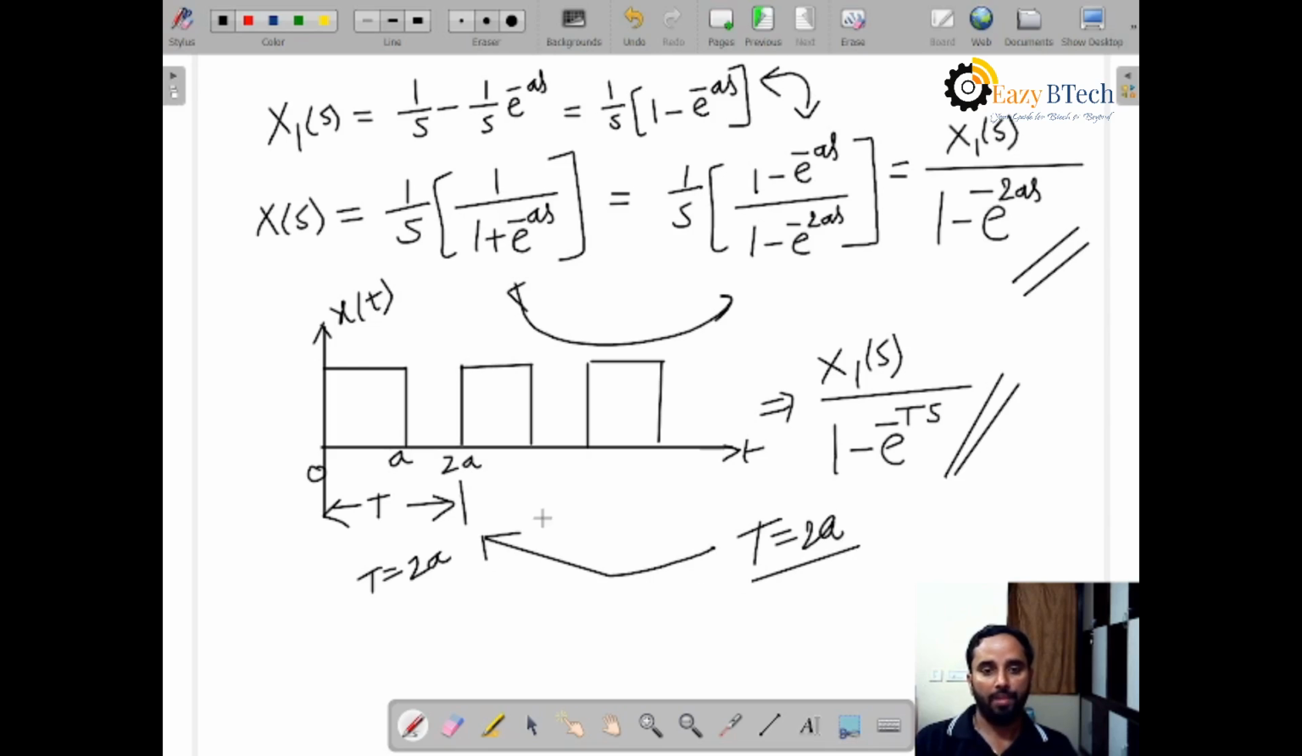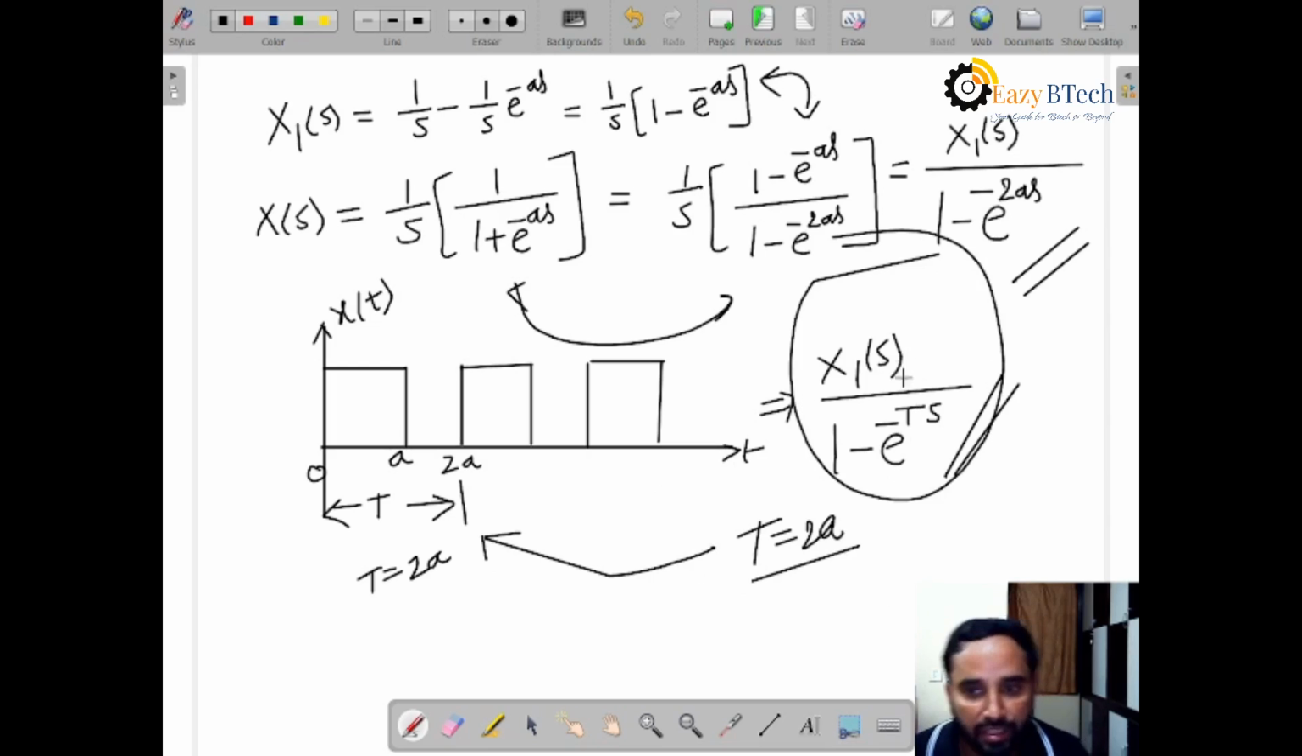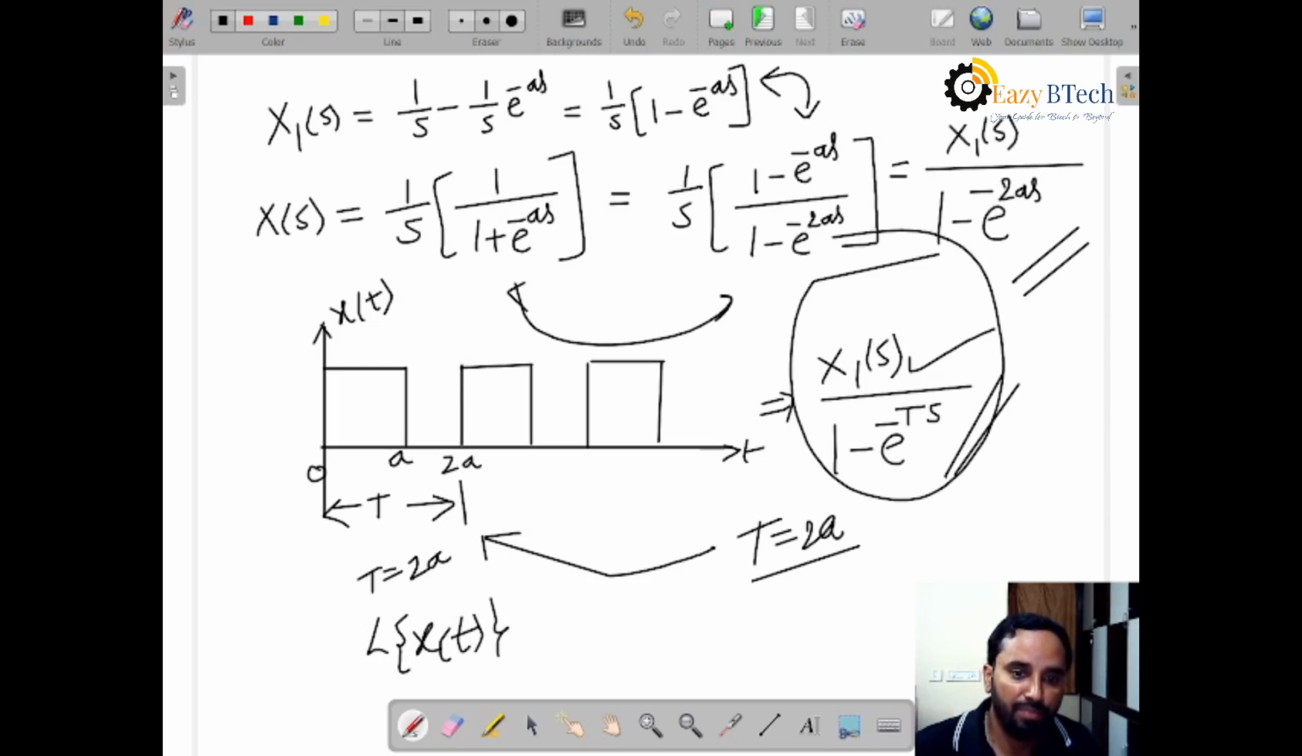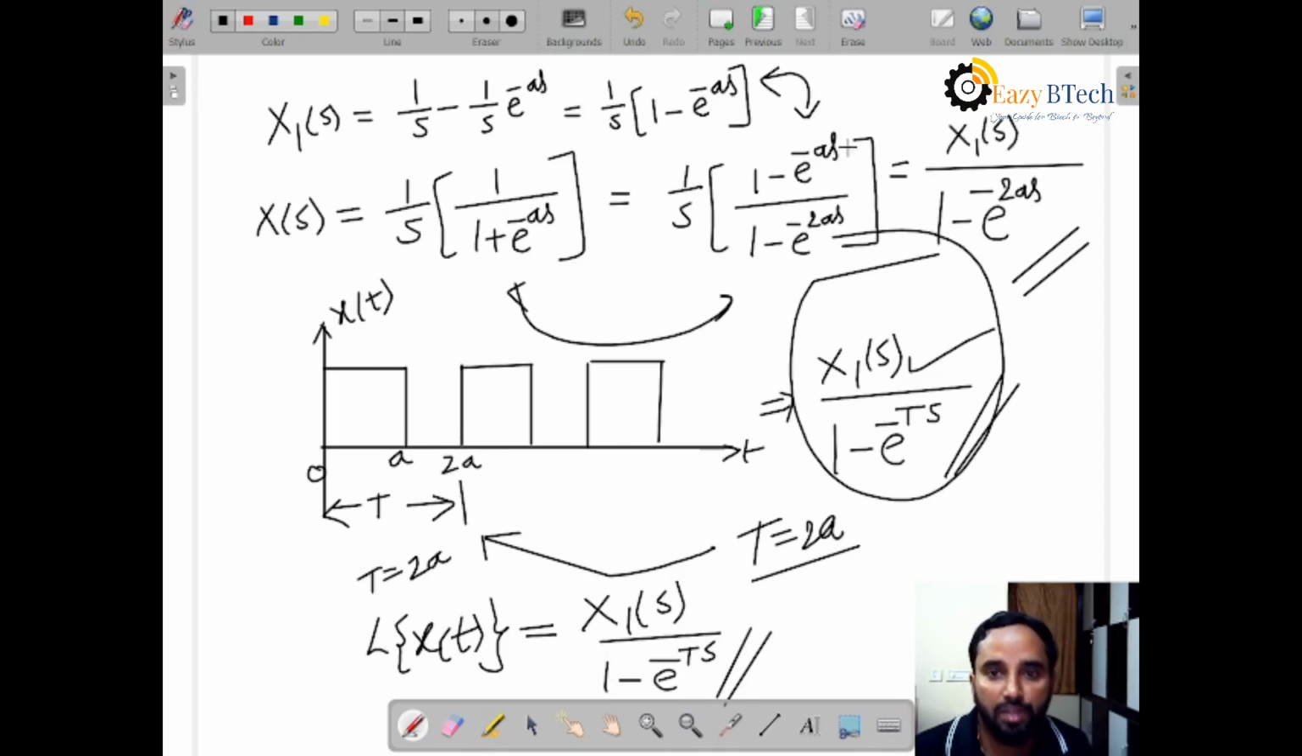So this is the formula for the Laplace transform of periodic signals. The Laplace transform of the first cycle divided by 1 minus e power minus Ts. The Laplace transform of a periodic signal x of t is equal to x1 of s by 1 minus e power minus Ts. Very, very important and easy.